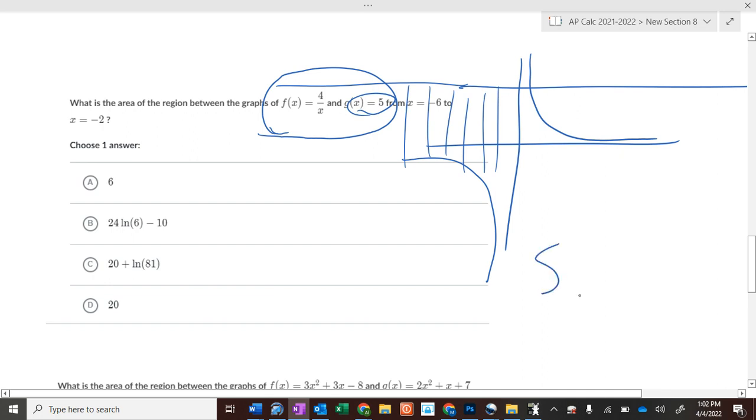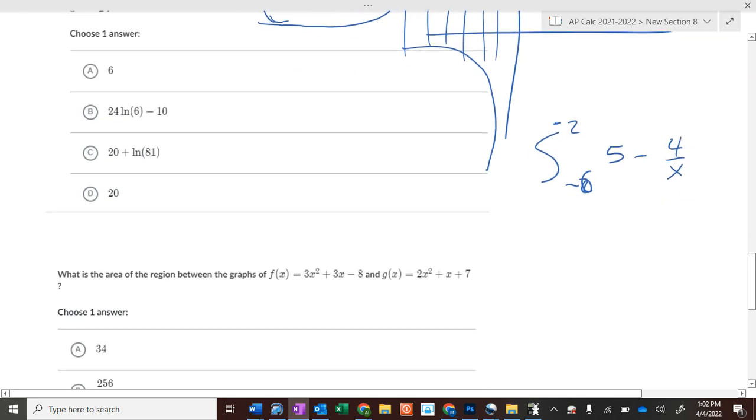So it's the integral from -6 to -2 of 5 minus 4 over x, because we take the top minus the bottom. Let's integrate it. What's the integral of 5? It's 5x. What's the integral of 4 over x? 4 ln of x. From -6 to -2.